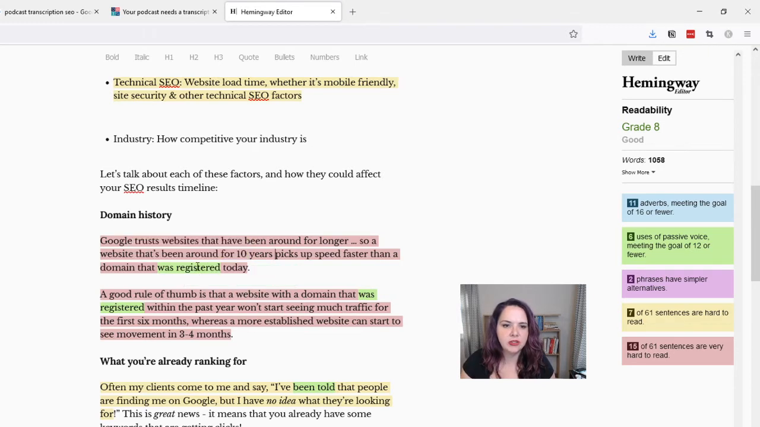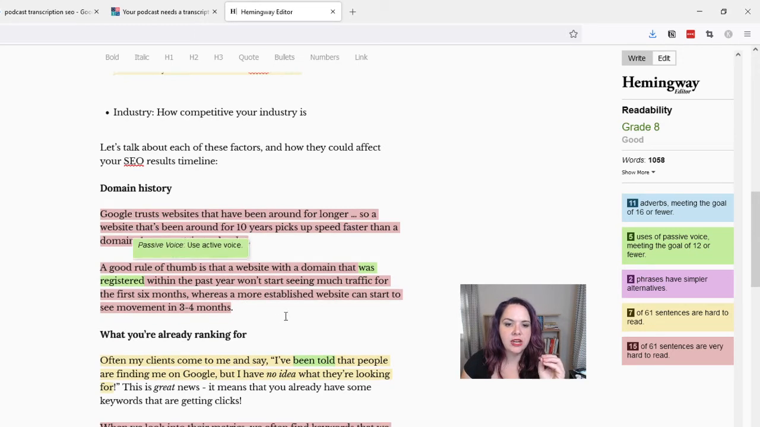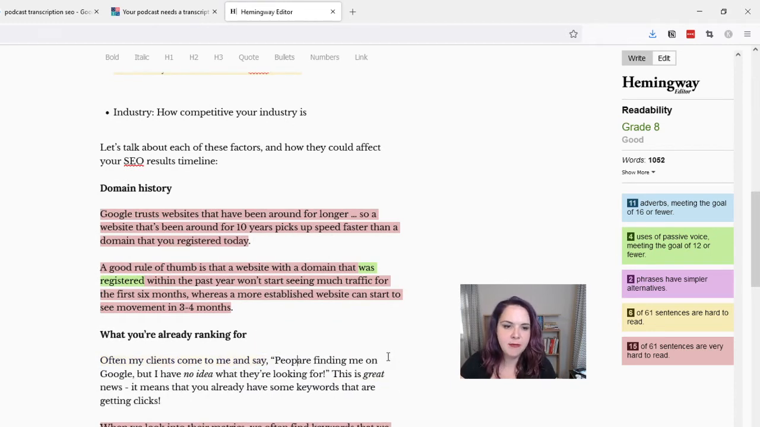I use "was registered" twice. Maybe I could say that you registered today. And that way it's not in passive voice anymore. And the more of these little changes, and maybe instead of "I've been told," you could just say people are finding me on Google. And that simplifies it, right? So just having somebody else point out to you what might not be easier for someone else to read. Or maybe if there are people in your audience who have English as a second language, some of these clauses can be a little bit complex to try to wrap our heads around.